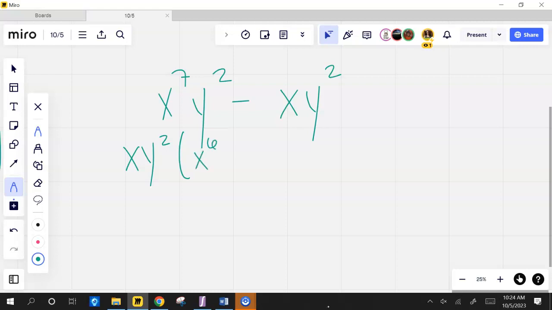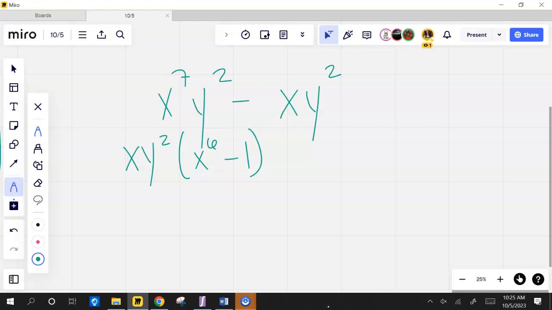x to the 6th minus 1. What do you notice about x to the 6th minus 1? 1's a perfect everything, so I have to determine what x to the 6th is. What is it? Perfect square, perfect cube. Is it either one? It's both. It's actually both.